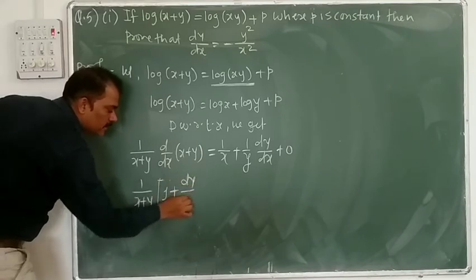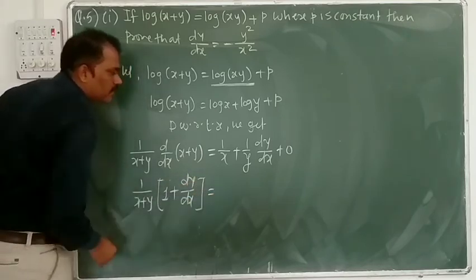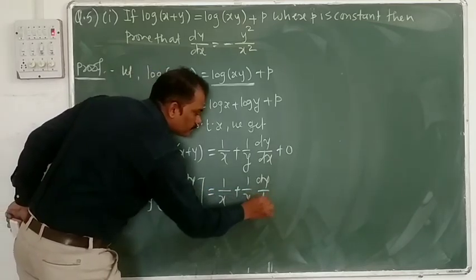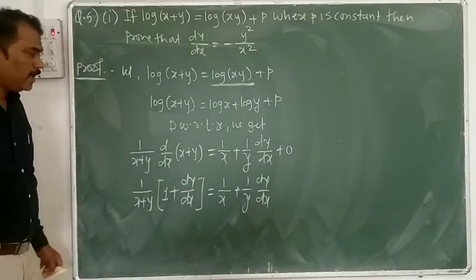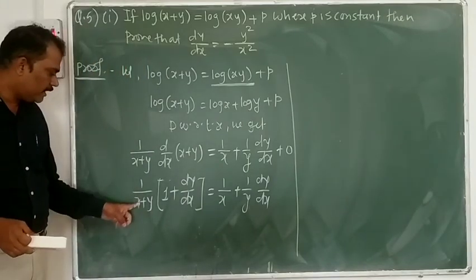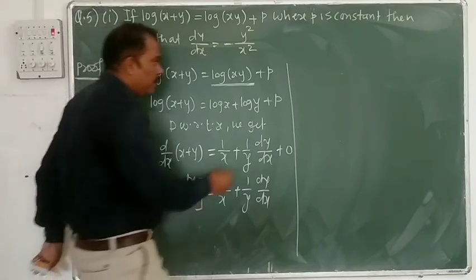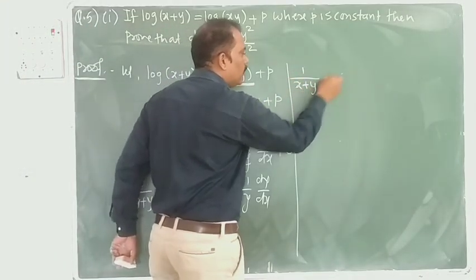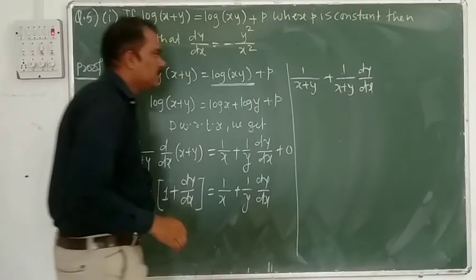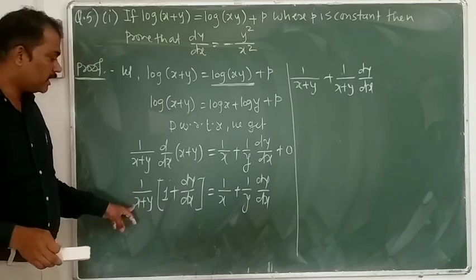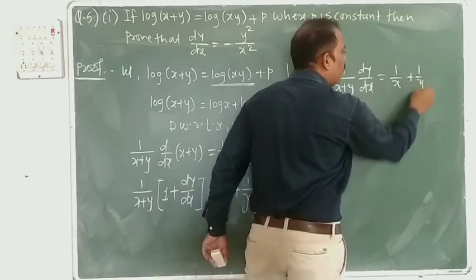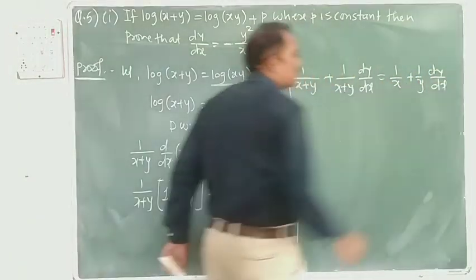The derivative of y with respect to x is dy by dx, so it is equal to 1 upon x plus 1 upon y dy by dx. Now we have to multiply inside the bracket by this 1 upon x plus y, so that we get 1 upon x plus y plus 1 upon x plus y dy by dx. Multiplying inside the bracket by 1 upon x plus y, it is equal to 1 upon x plus 1 upon y dy by dx.